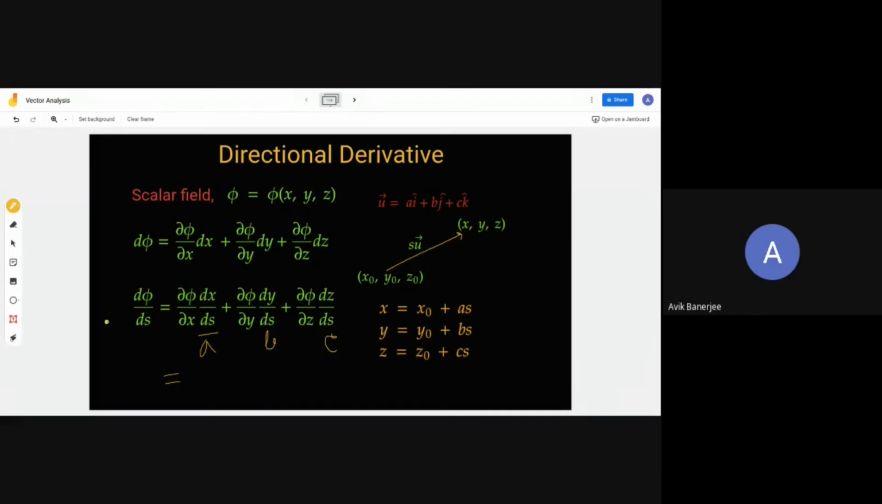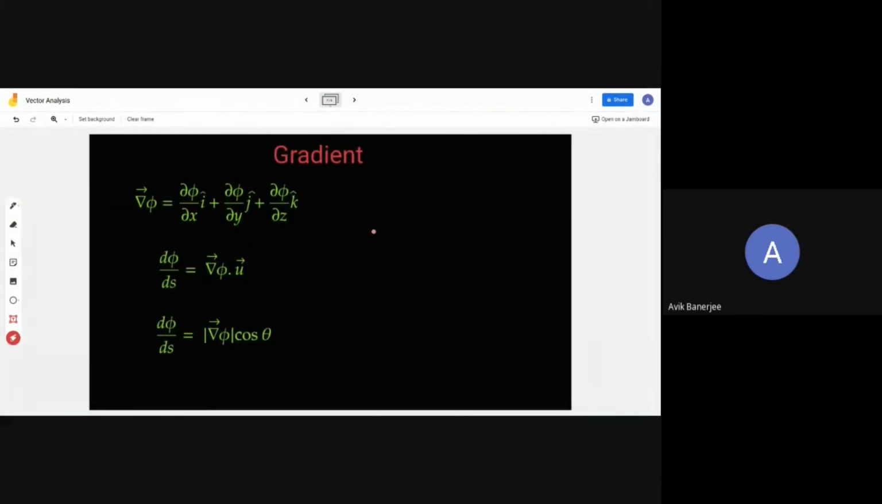So d phi ds, this directional derivative, is a into del phi del x plus b into del phi del y plus c into del phi del z. Let us define a particular quantity, gradient of phi. So this gradient is a vector operator. So gradient of phi is del phi del x i cap.